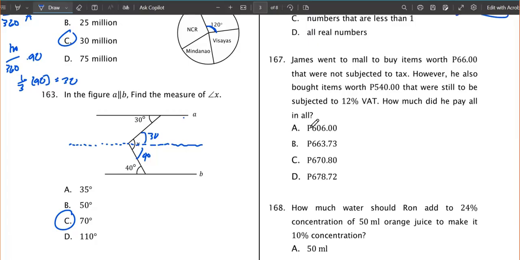167. James went to the mall to buy items worth 66 pesos, and they were not subjected to tax. However, he also bought items worth 540 that were still subjected to 12% VAT. How much did he pay all in all? To get this, we're going to add 66. Since no tax, we will not multiply it to anything, plus 540 subjected to 12% VAT. So 12% VAT, that is 1.12. This gives you letter C, 670.80 pesos.